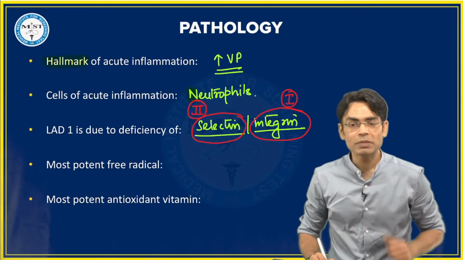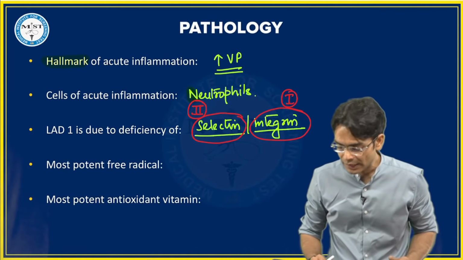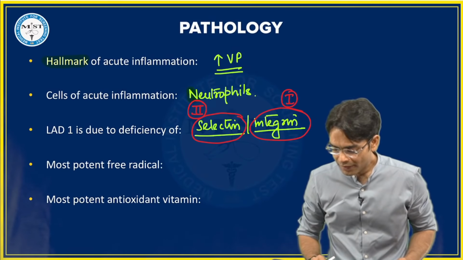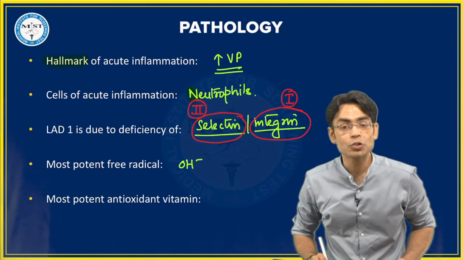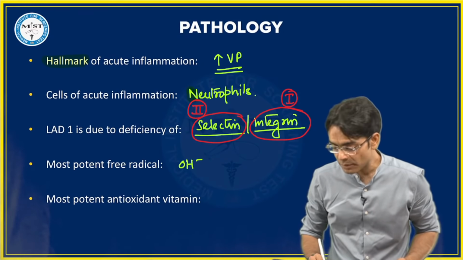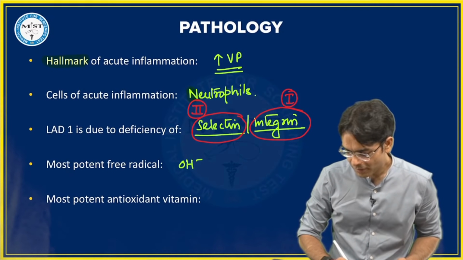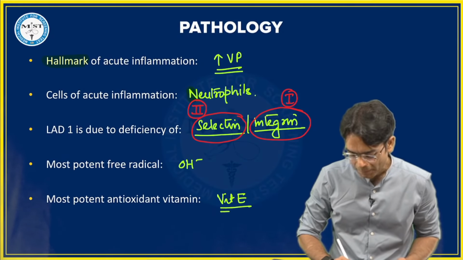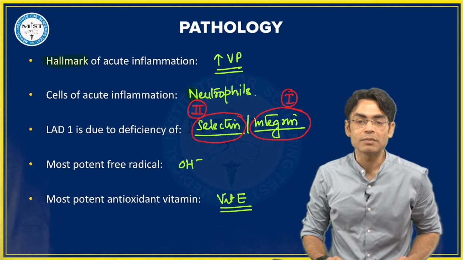Yes, because you know the CLL Lewis X is a ligand for selectin. Beta, it is OH minus, most potent, and most potent antioxidant vitamin. Yes, if we talk about vitamins, it's your vitamin E. Okay, vitamin E, most potent antioxidant vitamin.